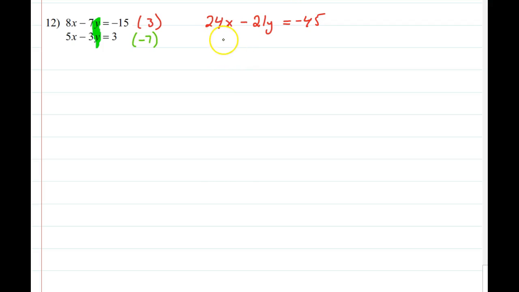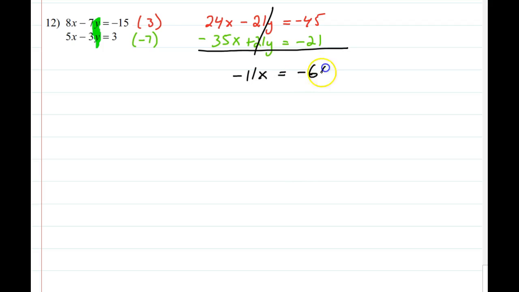On the bottom, negative 7 times 5 is going to be negative 35x plus 21y equals negative 21. So our y's go away, and I get negative 11x equals negative 66. Divide by negative 11. And we get x equals positive 6.